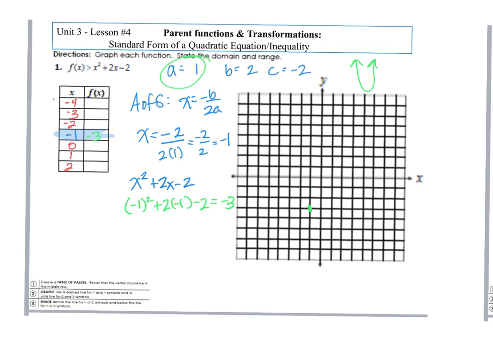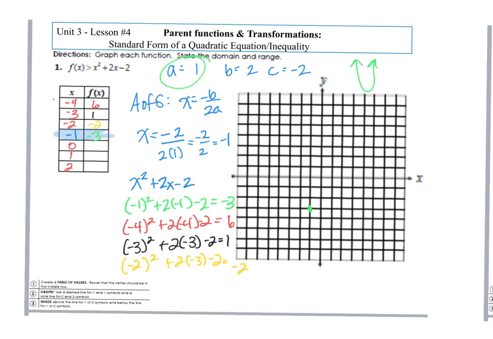I'm plugging in negative 4 first, so I have parentheses negative 4 squared plus 2 times negative 4 minus 2, and that equals positive 6. So I'm going to write 6 right here. Next, I'm plugging in negative 3. So we have negative 3 squared plus 2 times negative 3 minus 2. And that's going to equal positive 1. So we put 1 next to the negative 3. Next, we're plugging in negative 2. So we have negative 2 squared plus 2 times negative 2 minus 2. And that equals negative 2.